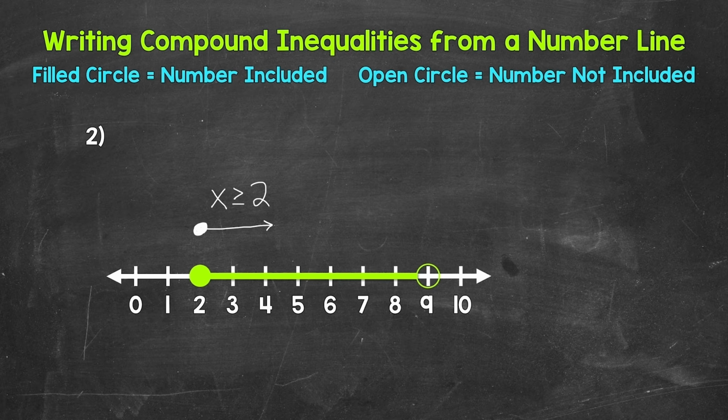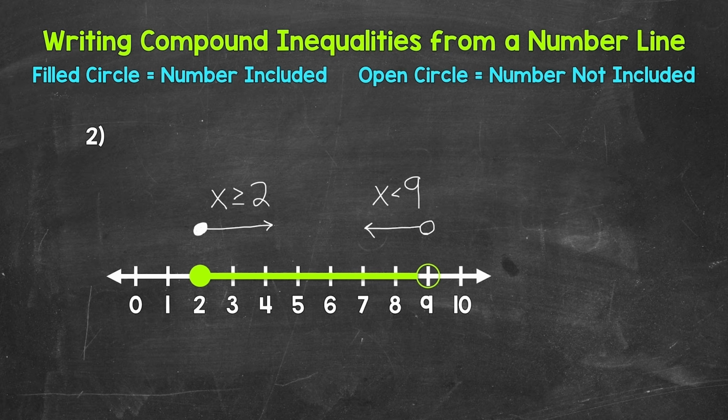So 9 is not included. Then we have the numbers to the left. So less than 9. So an open circle at 9. And then the numbers to the left. So our inequality here is x is less than 9. And these are our two inequalities that make up our compound inequality.